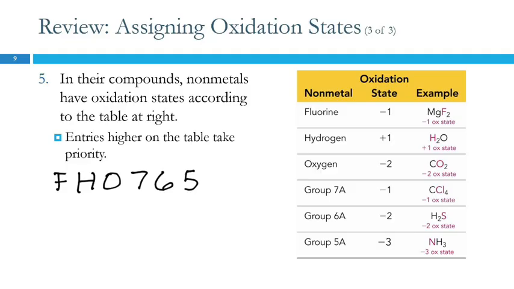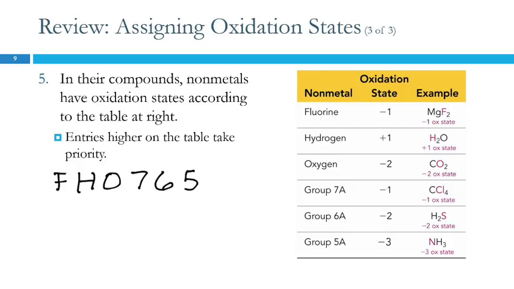So if you have multiple nonmetals, you go through Pho 765. Is there fluorine? No. Hydrogen? Okay, hydrogen gets its first choice. Now, is there oxygen? No. Group 7? Oh, then group 7 gets to choose. And if you've got a whole bunch of different elements, you go through this list, and then whoever is last has to make up the difference, because the overall charge is 0, and so the overall sum of the oxidation states is 0.